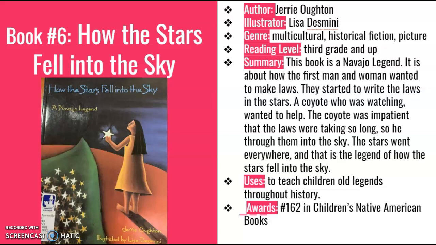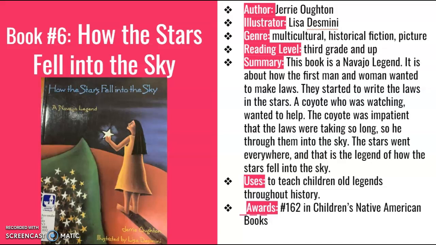by Jerry Outen. The illustrator was Lisa Desmani. The genre is multicultural, historical fiction, and picture. The reading level is third grade and up. And this is a summary about the book of the Navajo legend of how the stars were created.